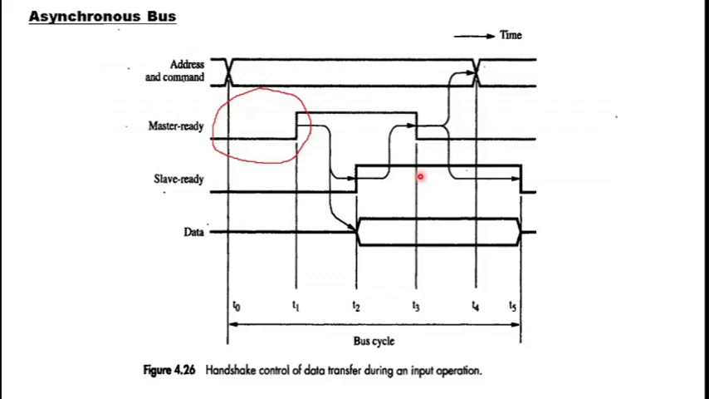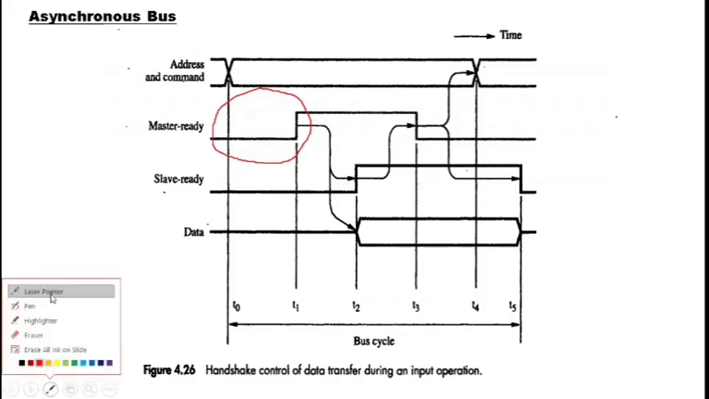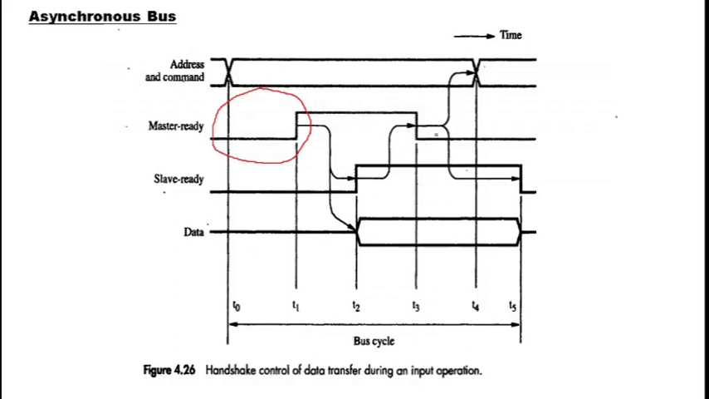So what happens at T3? The master will drop master ready, or put master ready as 0, in order to signal the slave that it has received the data. Okay, so at T3 the master has received the data and master ready is 0. Again there is a problem of skew here. Even though the master has put down master ready at T3, it is not until T4 that the address and command information is removed.